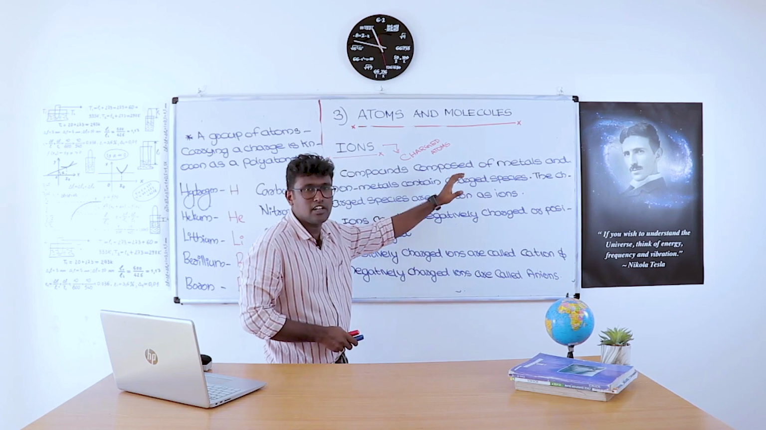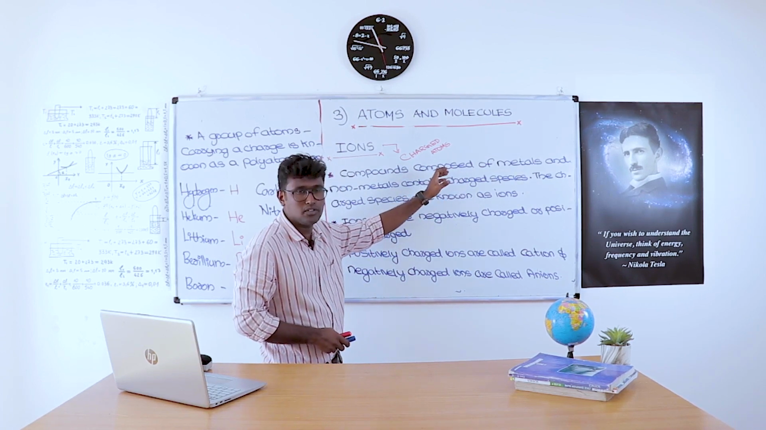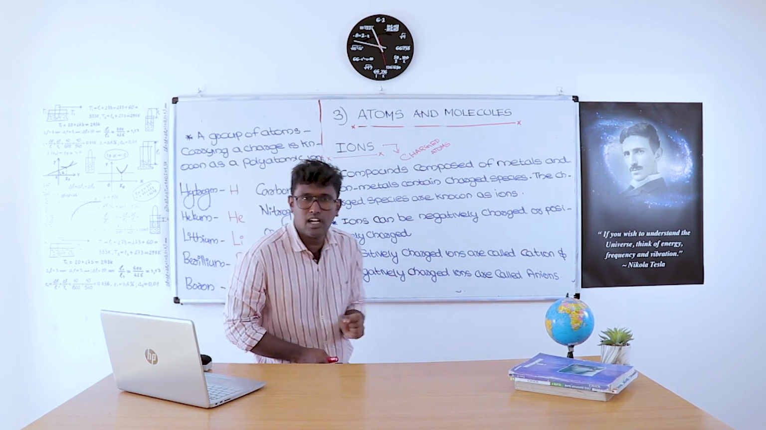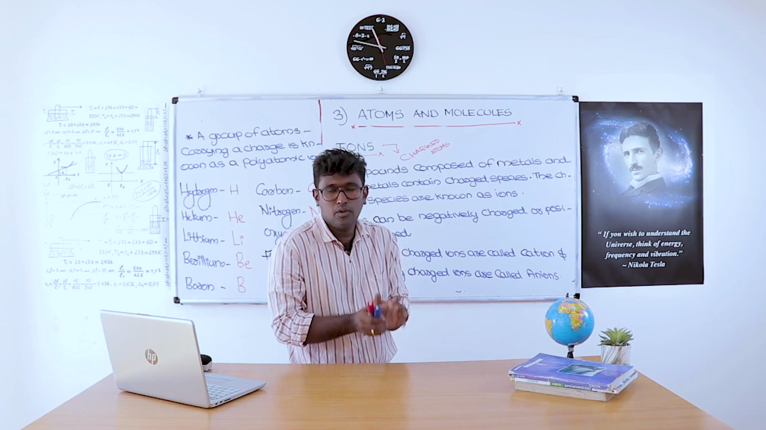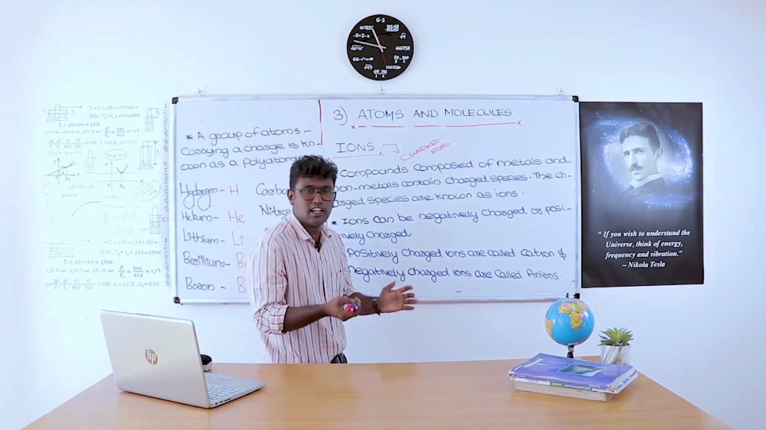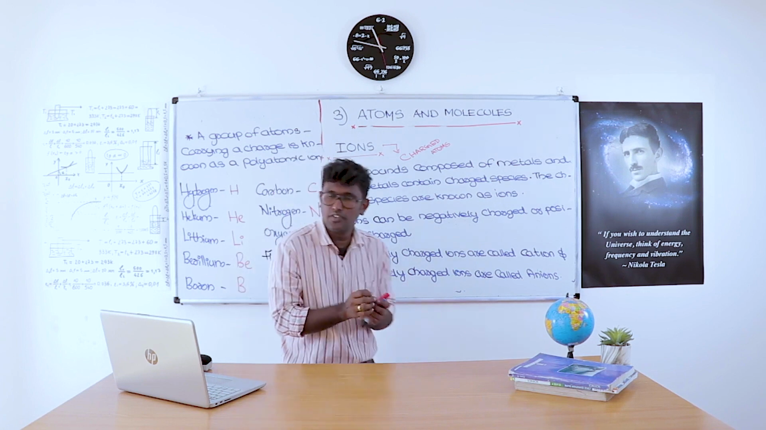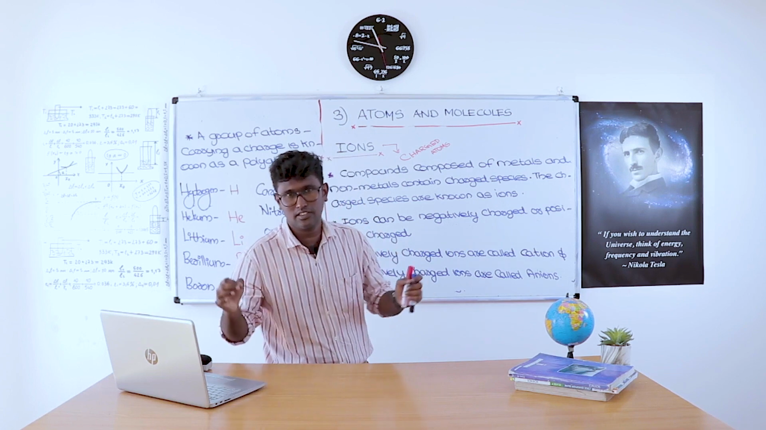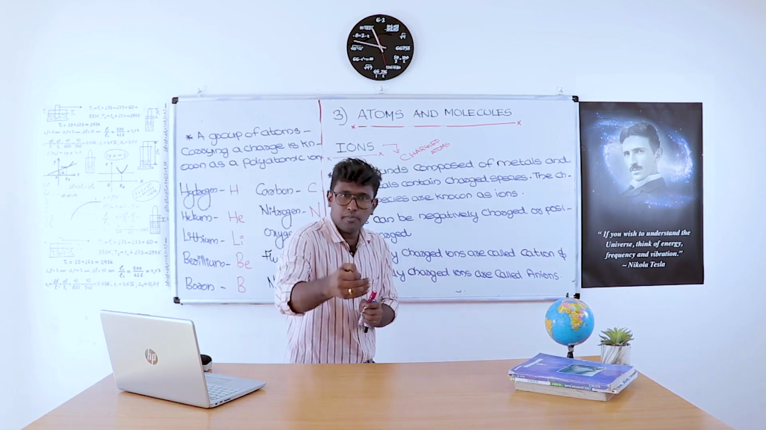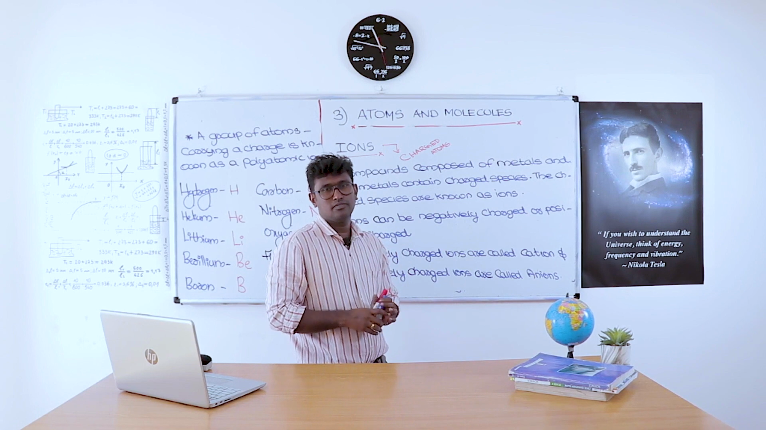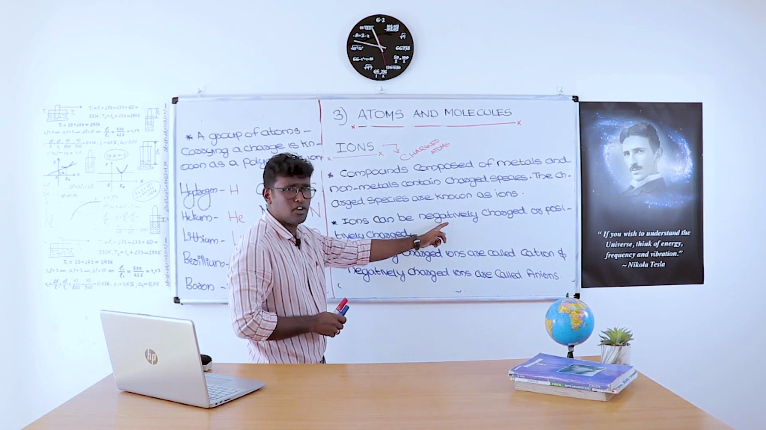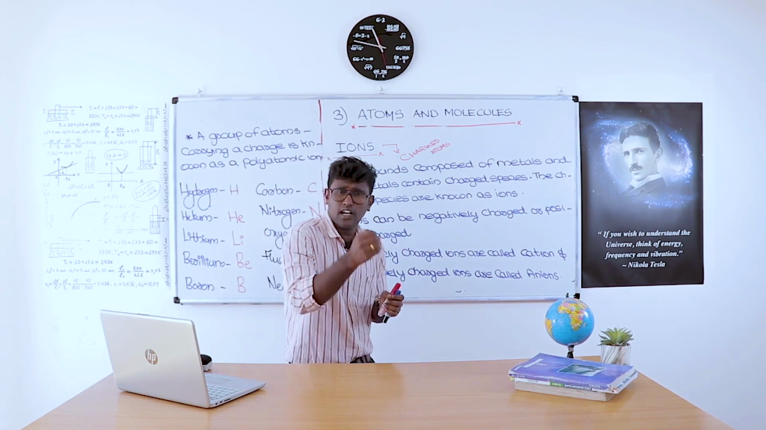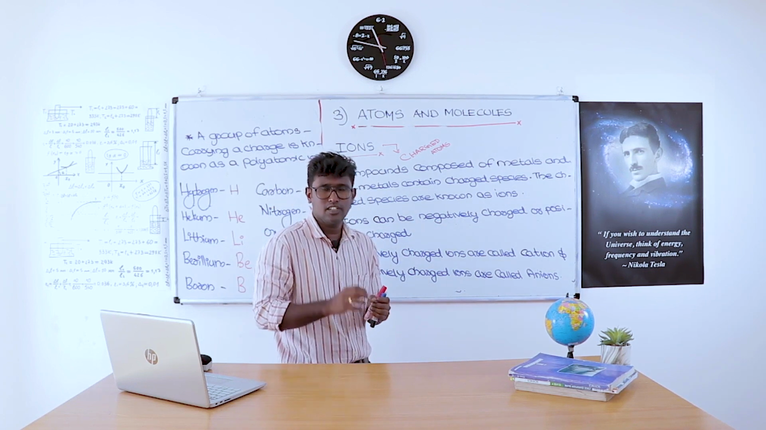We can say that when metals and non-metals combine to form a compound, charged species are formed, and that charged species is called an ion. More simply, charged atoms are called ions. A charge may be positive or negative, so ions can also be negatively charged or positively charged.